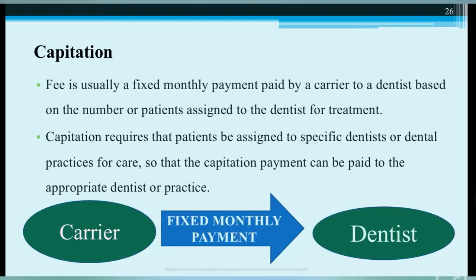Okay, so coming to the next, that is capitation. See, here what happens: it is usually a fixed monthly payment paid by a carrier to a dentist based on the number of patients assigned to the dentist for treatment. Capitation requires that patients be assigned to specific dentists or dental practices for care so that the capitation payment can be paid to the appropriate dentist or practice. Basically, a fixed monthly payment is given by the carrier to the dentist for the number of patients he treats.